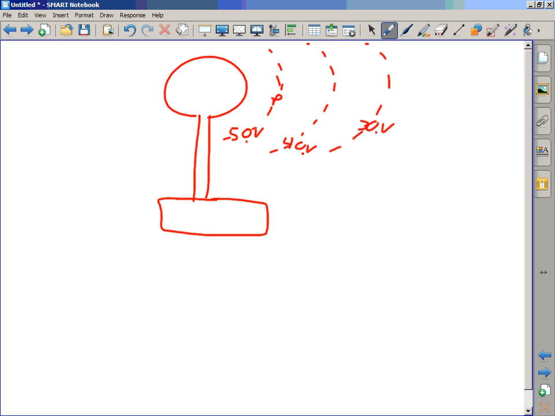Let's take a proton. Why not? Take a proton here, and I'm going to release it. I've got a big positive charge over here. I'm going to allow it to move over here to the 30 volt spot. I'm going to let it move out. Okay?